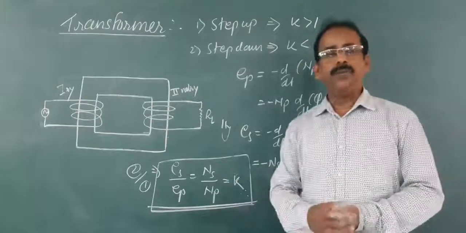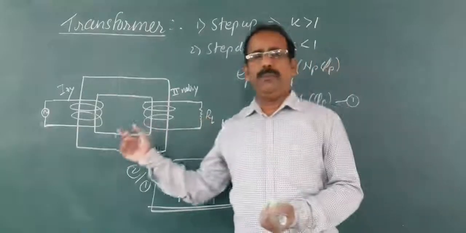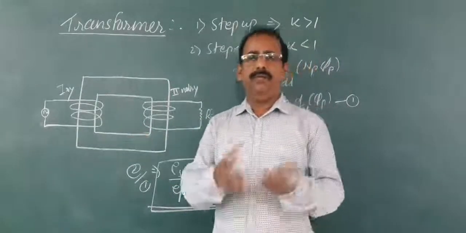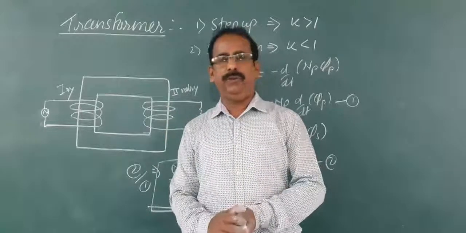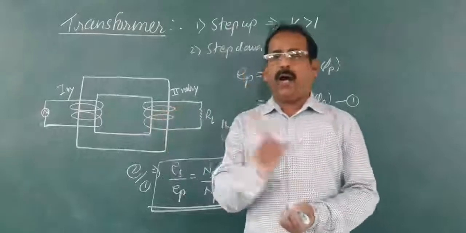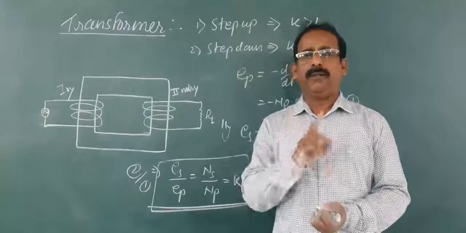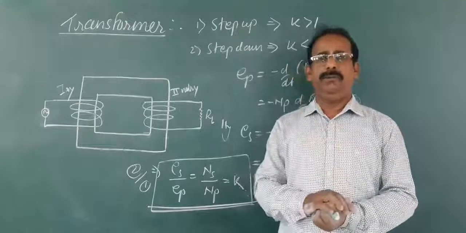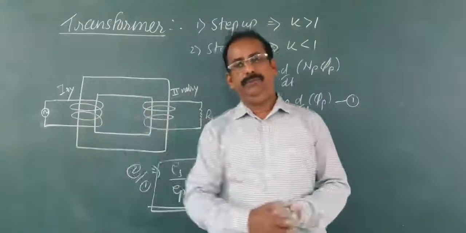Now, you will find that in a transformer, the EMF which is produced across the coil, whether it is primary or secondary, is always inversely proportional to current. Therefore, if you are getting high AC voltage across the secondary coil, at the same time you will find that the current in the secondary is smaller compared to the current in the primary.